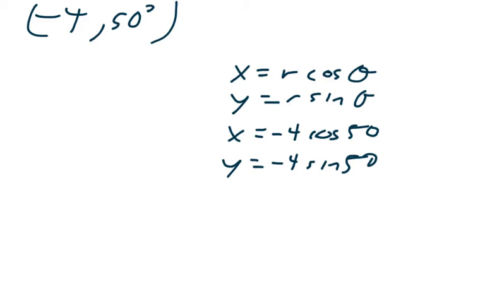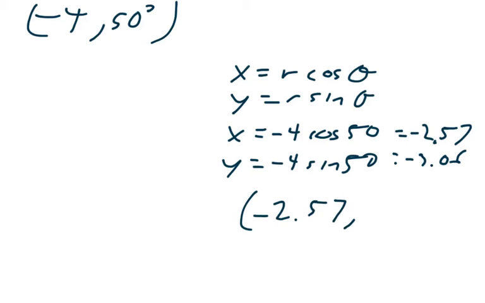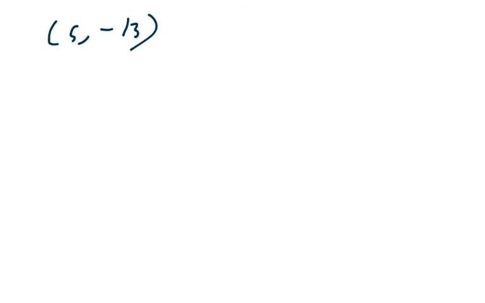Negative 4 cosine 50 is negative 2.57. When I change it to negative 4 sine 50, it turns out to be negative 3.06. And that is my answer for problem number 7. For the next one, they're looking for us to write this in polar coordinates.